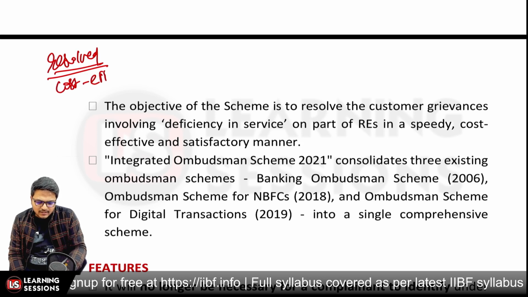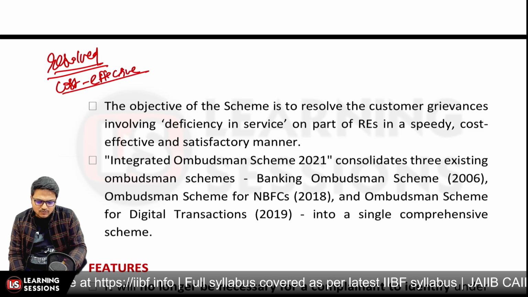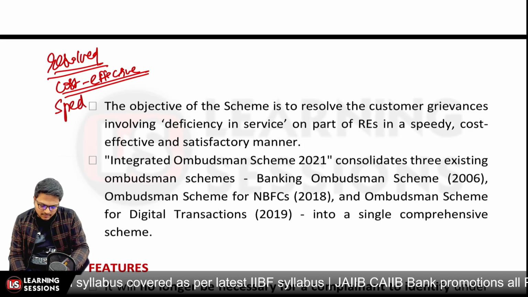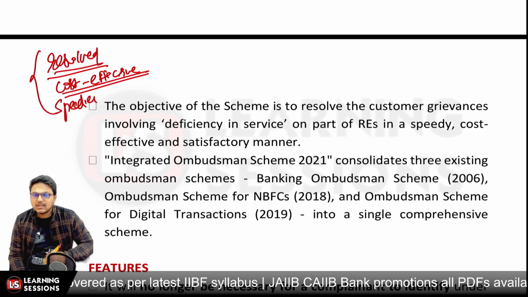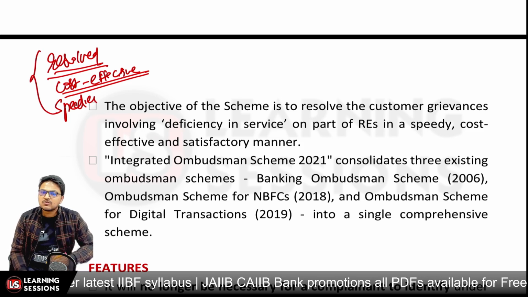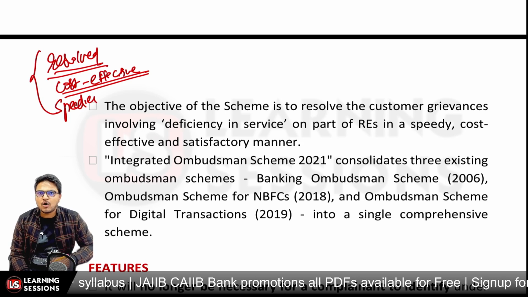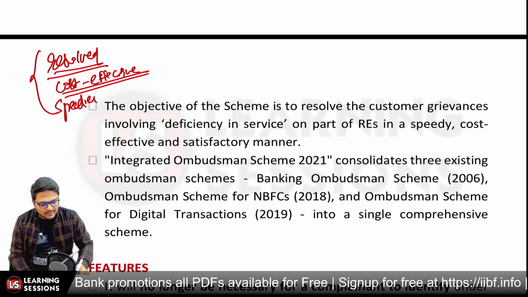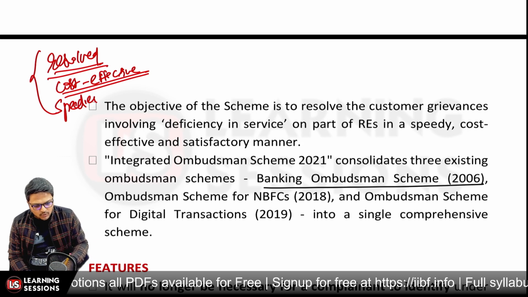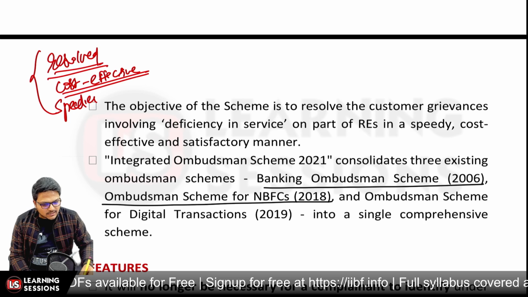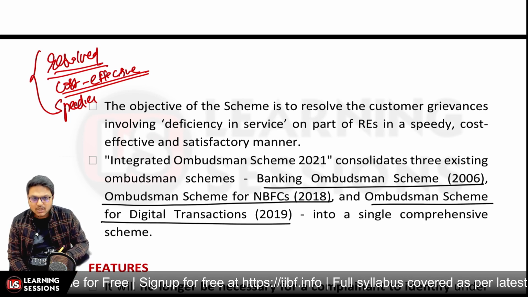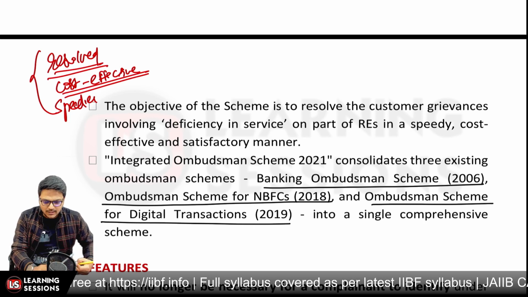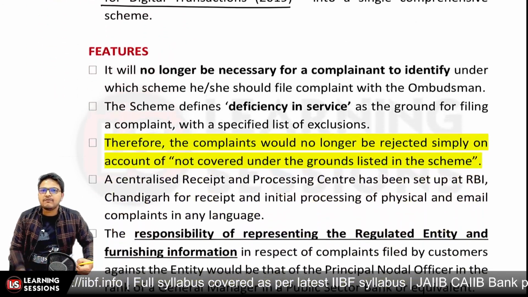It's not the case that one has to pay 10,000 or 20,000 rupees first to file a complaint. Also, the process must be speedier, and there must be total satisfaction of the customer. Okay, so that was the main objective. The Integrated Ombudsman Scheme 2021 consolidates three existing schemes: the Banking Ombudsman Scheme 2006, the Ombudsman Scheme for NBFCs, and the Ombudsman Scheme for Digital Transactions. All three schemes were consolidated, and a comprehensive single scheme was formed in 2021. Let's understand the different features.